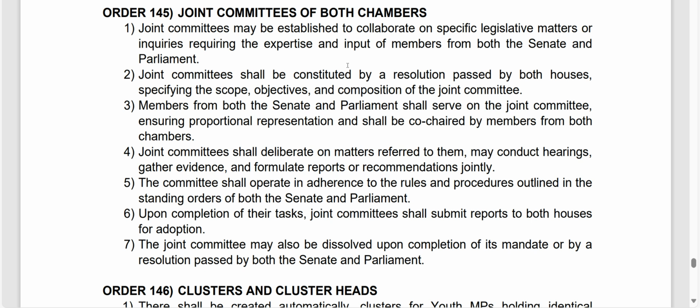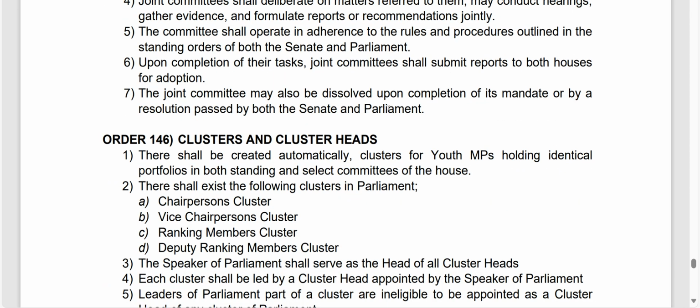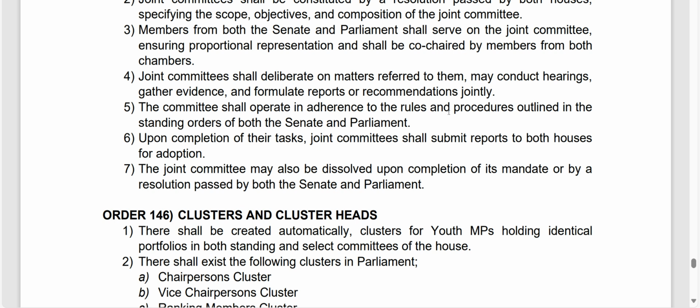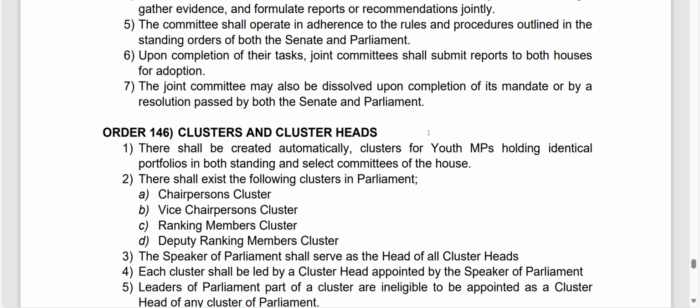And when the committees of both chambers, this is the order guiding it. Joint committees may be established and they shall be constituted by resolution, and members from both the Senate and Parliament shall serve on it, but it is co-chaired. So, assuming it is the joint business committee, the chairman for the Senate Business Committee will co-chair with the chairman of the Parliament Business Committee. They co-chair that committee, and their secretaries will also do co-secretarial staff work as well. That's it. So right after their job is done, they stand dissolved.